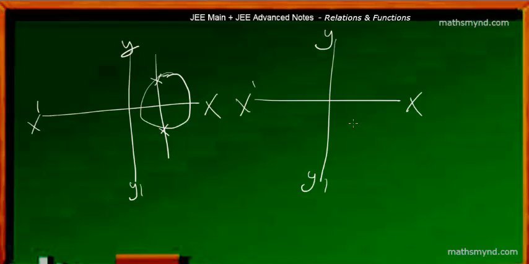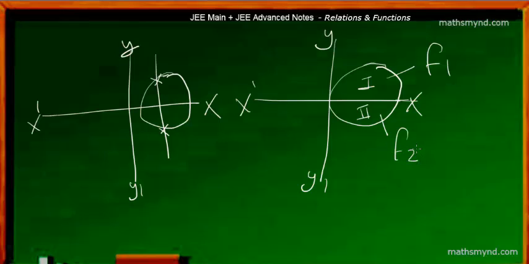What if you take the upper and lower half of the circle separately? Then naturally those two halves would be representing a function. The upper half, I will call function f1. The lower half naturally would be function f2. So why I mentioned all this here is that we will be dealing with similar cases in problems of JEE, in problems in JEE Advanced section. Thank you.